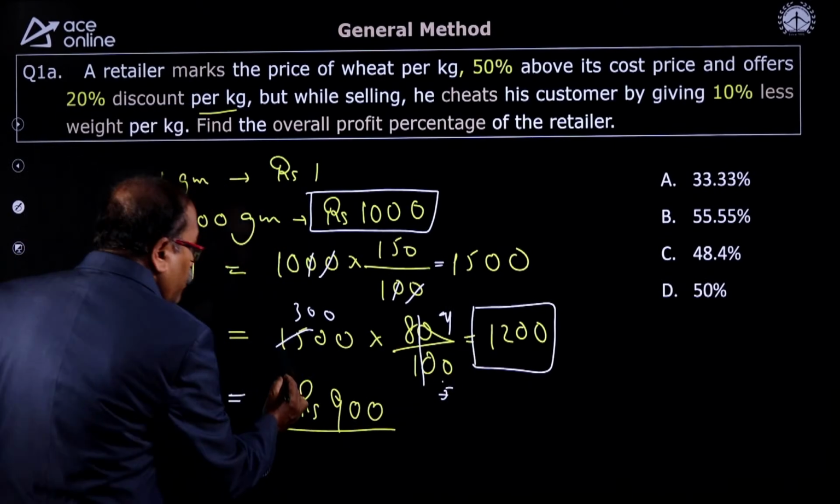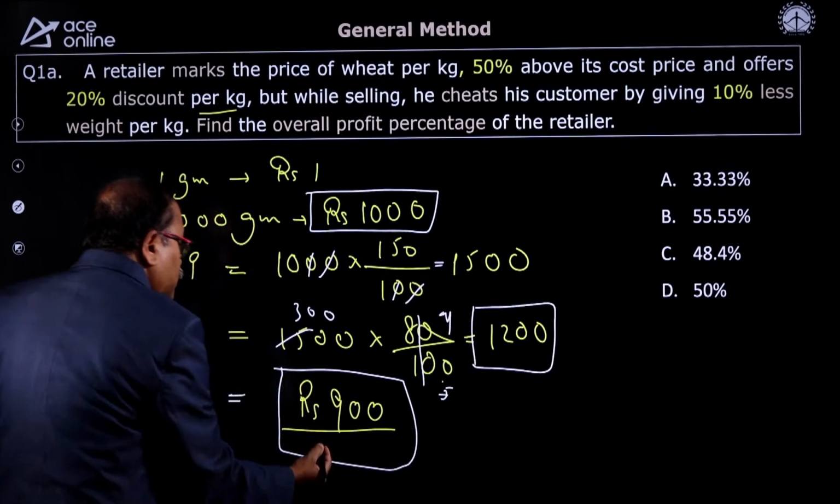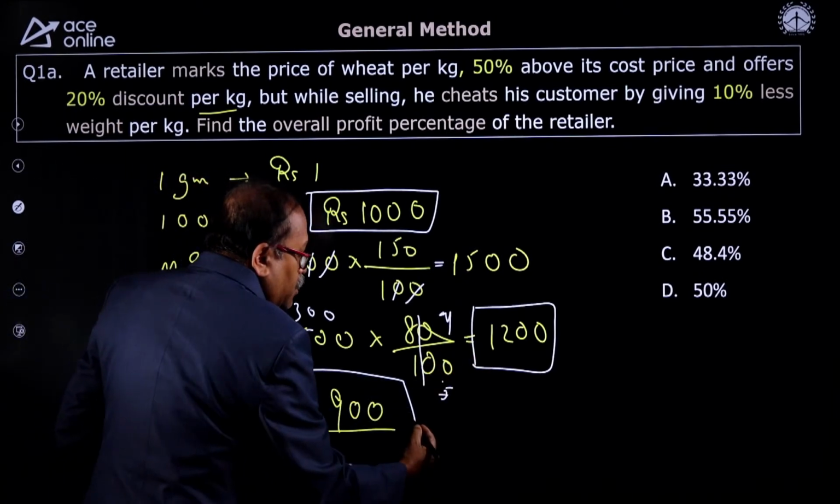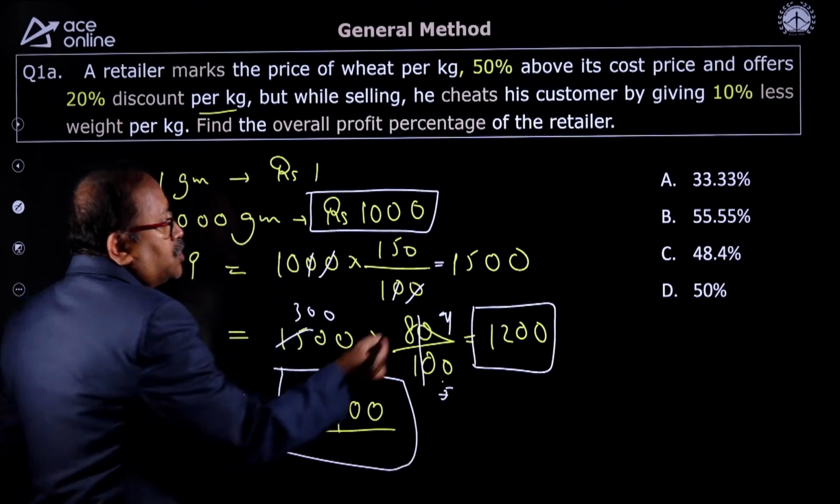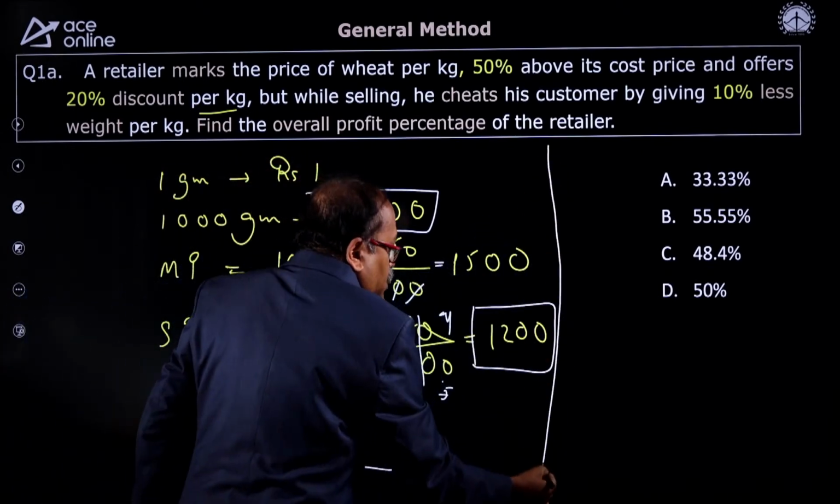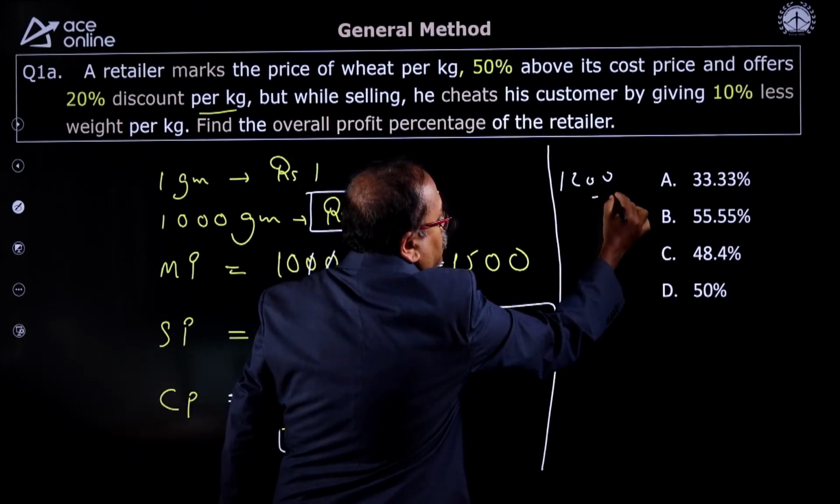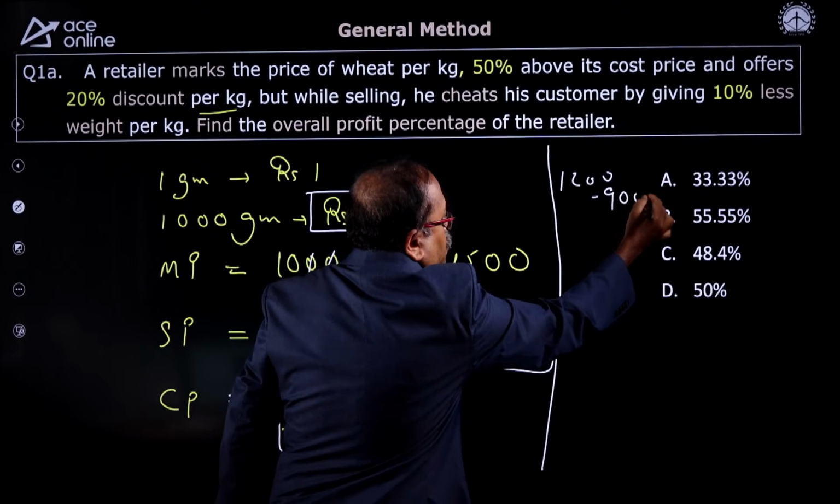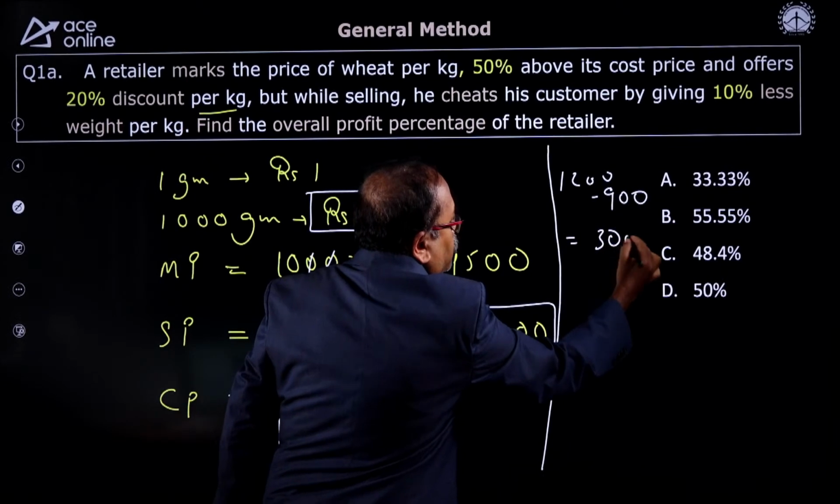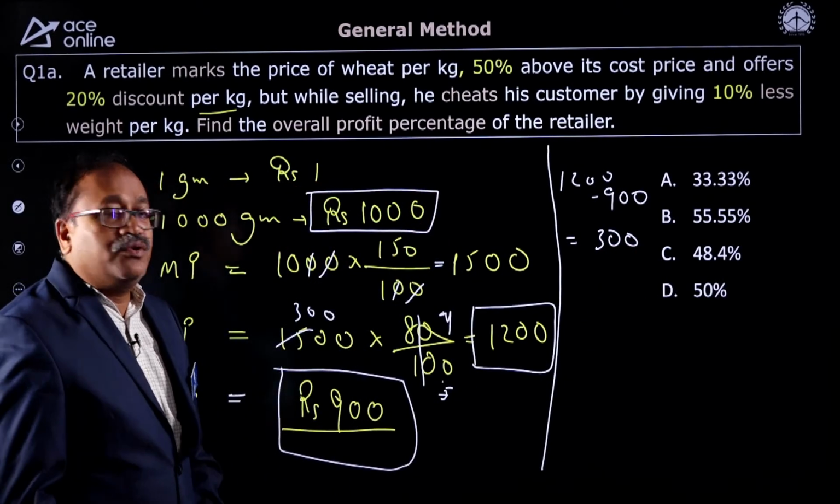Okay, and once we know that this is CP and this is SP, the difference of this will be profit. So what is the profit over here, my friends? The profit is 1200 minus 900. So I notice that he has a profit of 300.